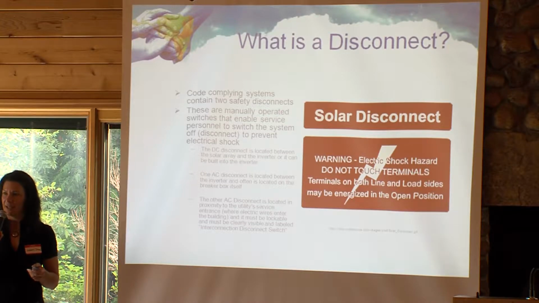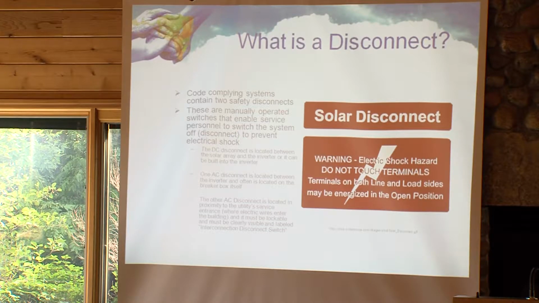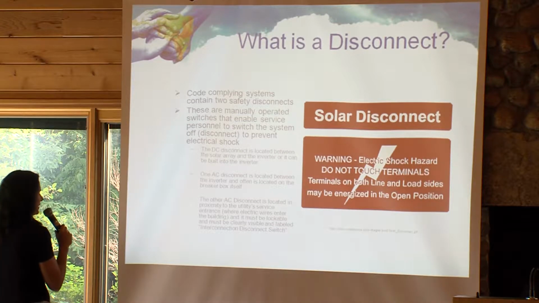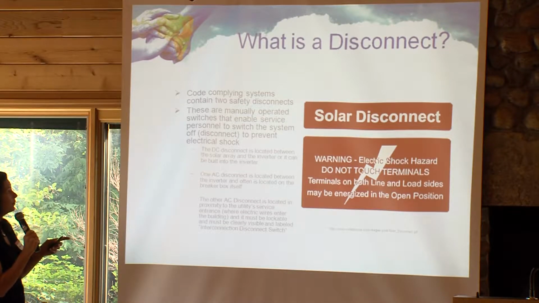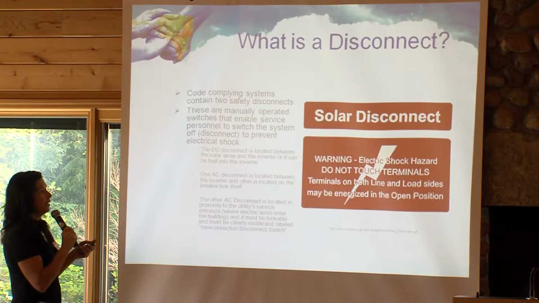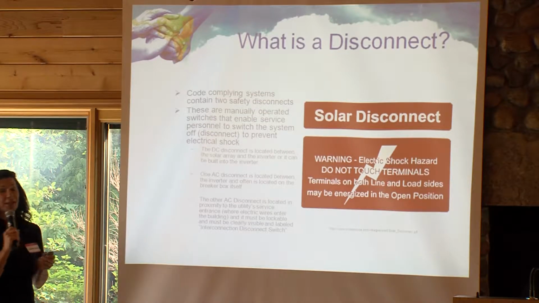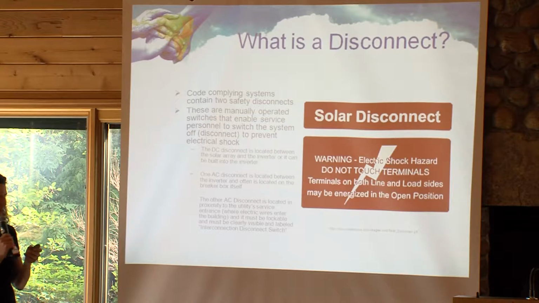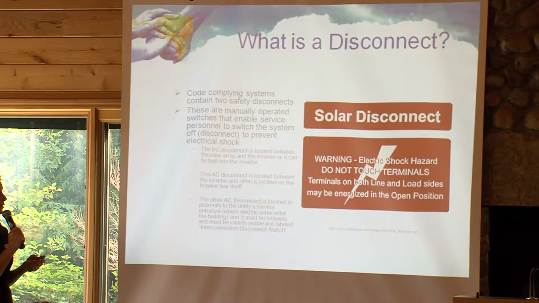There's this little thing called a disconnect. Now, some people think of disconnect as like a bad thing, right? You open up your mail and you get a letter of disconnect. That's pretty scary. But in this case, a solar disconnect is absolutely essential. It is required by code in the event of an emergency. All code compliant systems have what's called this emergency solar disconnect, and you have to have a sticker that looks exactly like this on your system. I'm telling you this because these are things that you should know and be watching for. These are manually operated switches that enable service personnel to switch the system off, disconnect, therefore, to prevent electrical shock.